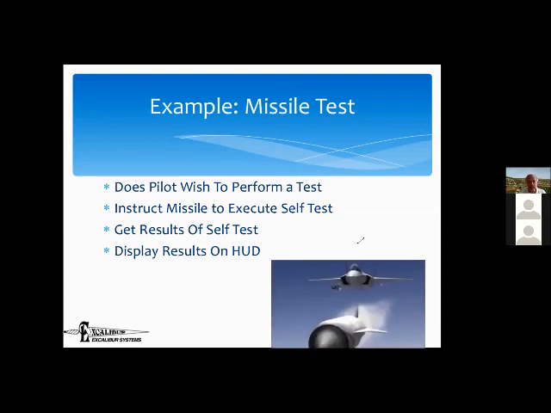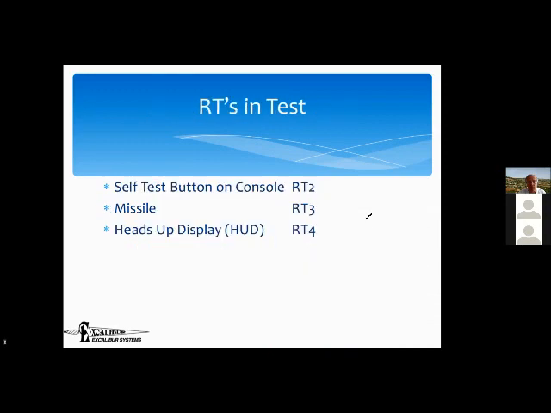The first thing you've got to understand is who are the RTs involved. There are 3 different RTs involved. One of them is the button that the pilot pushes that has a little sticker on it that says Test Missile 2. That button we'll call RT2. The missile itself is also an RT, and he's the guy who's got to do his own self-test and tell us how he's doing. And the heads-up display is the 3rd RT in our little scenario.